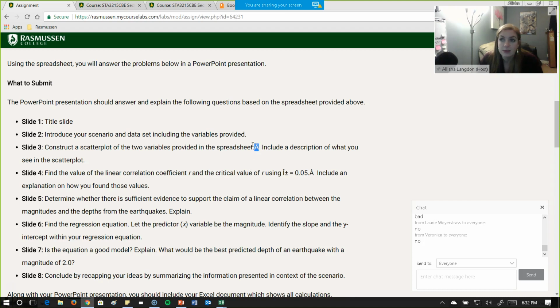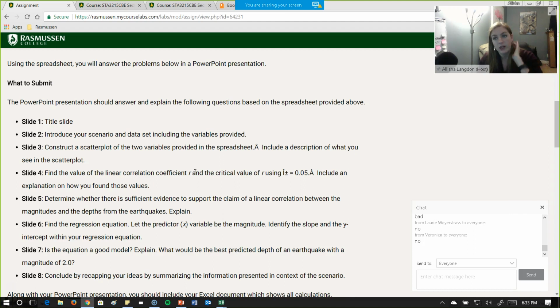Ignore that business, it should not be there. The only thing that's added on that we haven't talked about is to include a description of what you see. What is going on in there? Does it look linear? Is the data really spread out? How are the variables relating to one another? Okay. Slide 4, find the value of the linear correlation coefficient R.